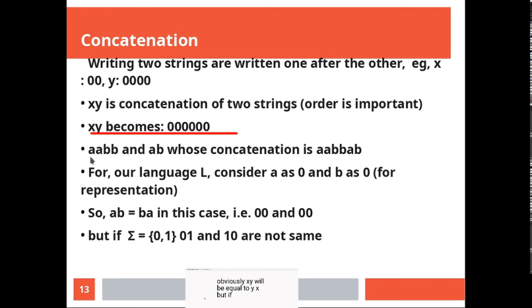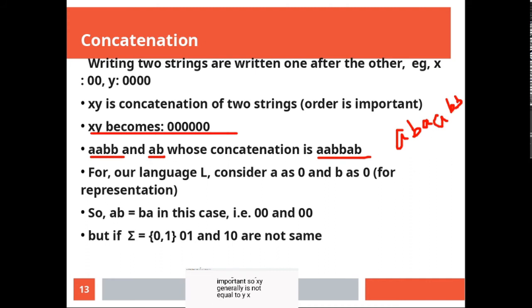But if you consider these two strings AA, BB and AB, the concatenation will become this. But if you concatenate in the reverse, so if you concatenate AB with AA, BB, then it becomes a different word altogether. So in concatenation, the ordering of strings is very important. So XY generally is not equal to YX.